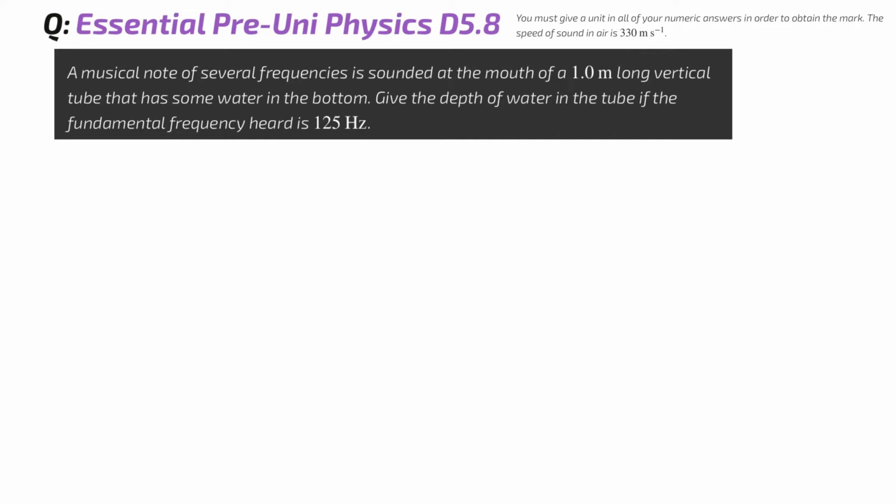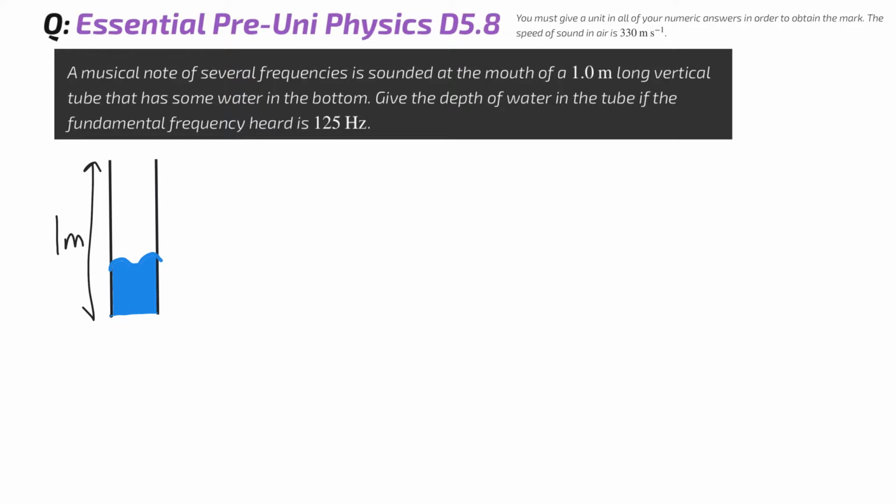This is Isaac Physics question D5.8. Just pause the video now, take a second to read the question. So this is my diagram of what I think this instrument would roughly look like. You've got this tube here, and it's 1 meter long, and at the bottom of the tube there is some water. You have to find the depth of water in the tube if the fundamental frequency is heard at 125 Hz.